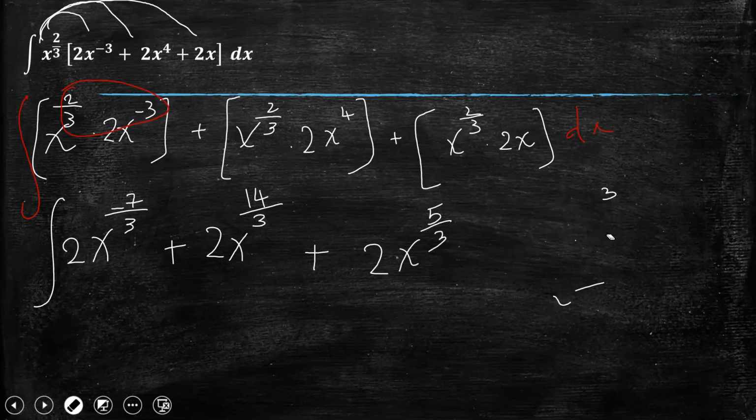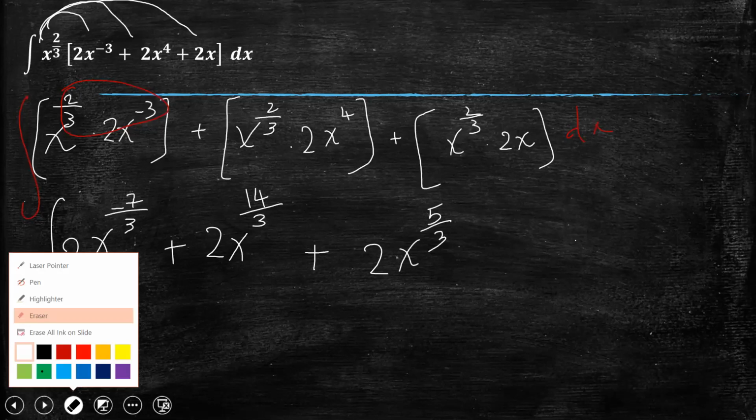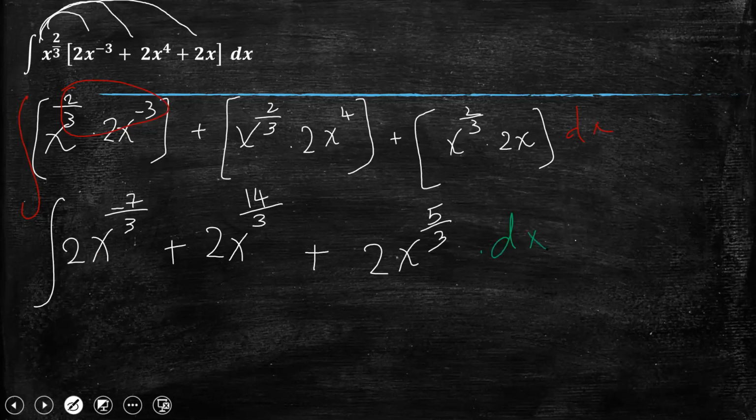So after I multiply them, now I start to integrate. Let's put 2 outside. So we have x to the power negative 7 over 3 plus 1, or plus 3 over 3, over the new exponent, which is negative 4 over 3 after adding them, plus 2x to the power 14 over 3.